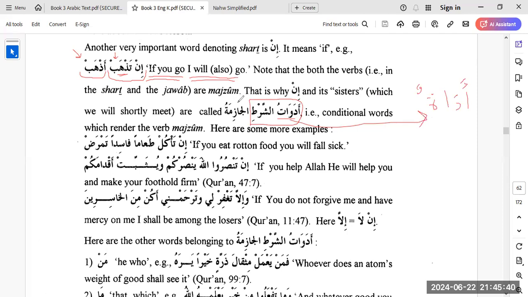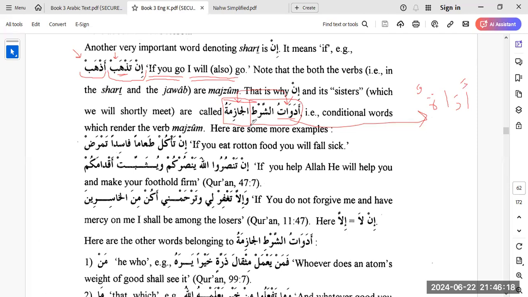Because you see that it is feminine non-human plural, its nat is feminine singular, and it's marfu, and it's definite. So you have the conditional word. Adawatu shart means instruments of condition, right? So adawatu shart jazima means majzoom instruments of condition, those instruments of condition that make the verb majzoom.